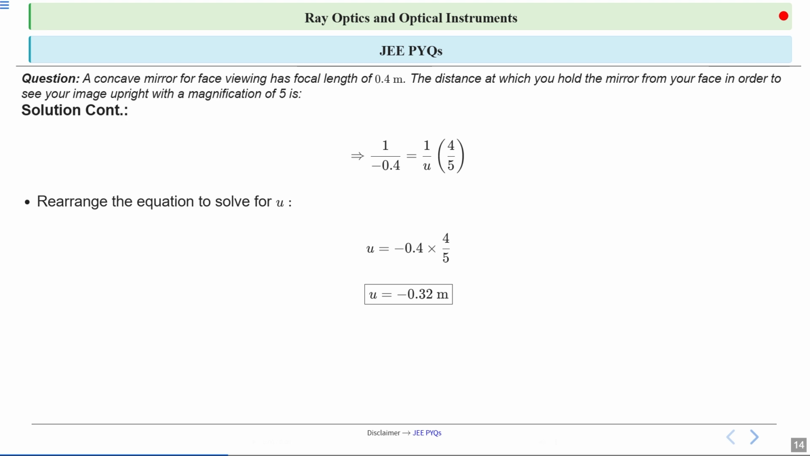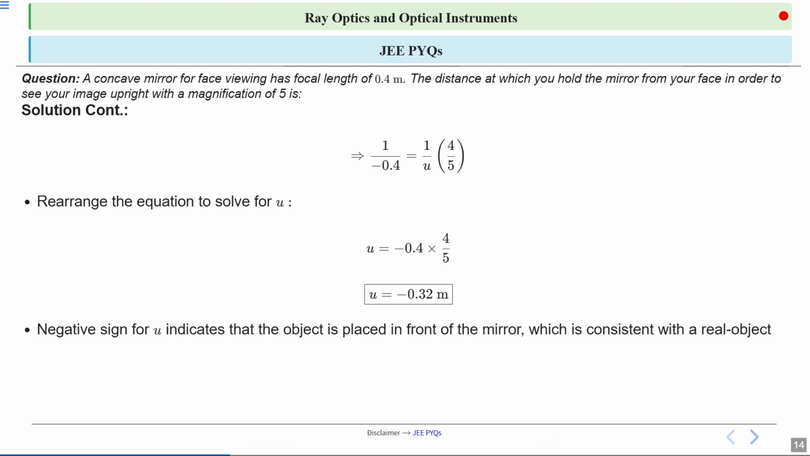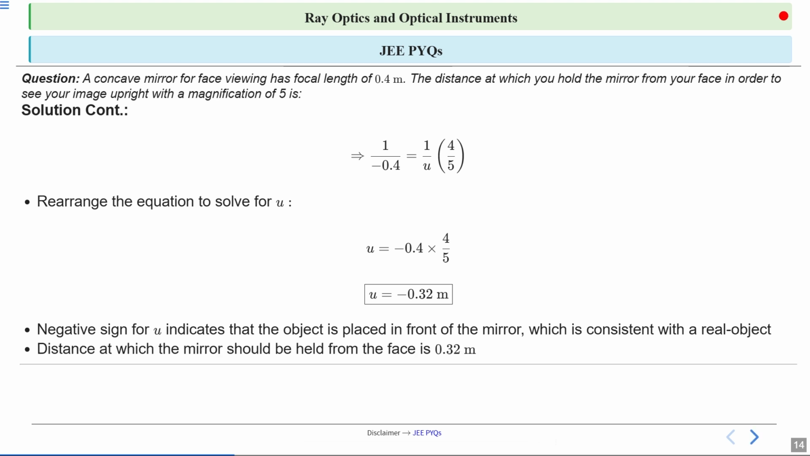The negative sign indicates that the object is placed in front of the mirror, which is typical for real objects. This result aligns with the properties of a concave mirror. The negative sign for u confirms that the object is indeed in front of the mirror, consistent with the real object scenario. This is an important concept in ray optics. Finally, we conclude the mirror should be held about 0.3 meters from the face to achieve the desired magnification. The distance ensures the image is upright and magnified correctly.